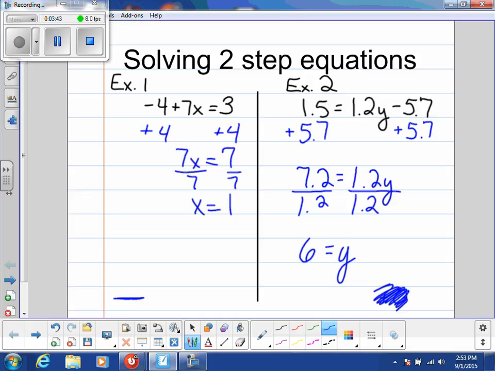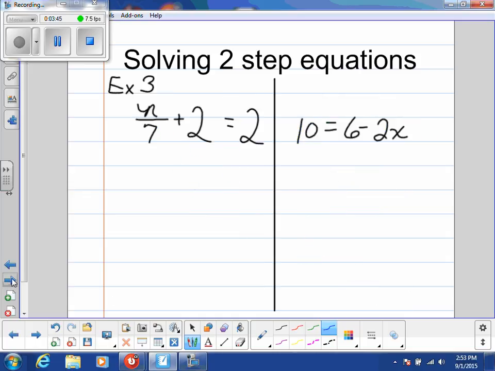All right, I've got a couple more examples here. This equation, the first term right here is n divided by 7. 2 is being added, equals 2. First, isolate the variable term, and that means the n over 7 part. So I want to get rid of the plus 2. I can get rid of plus 2 by subtracting 2.